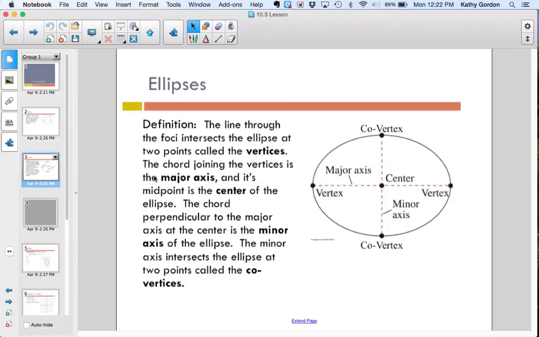In addition to that, we've got the key characteristics for ellipses, and ellipses have a bunch. So I'm going to talk through this and then I'll give you a second to get the rest of it written down. The line that goes through the foci is called the major axis. And the major axis is going to intersect the ellipse at points that we call vertices.